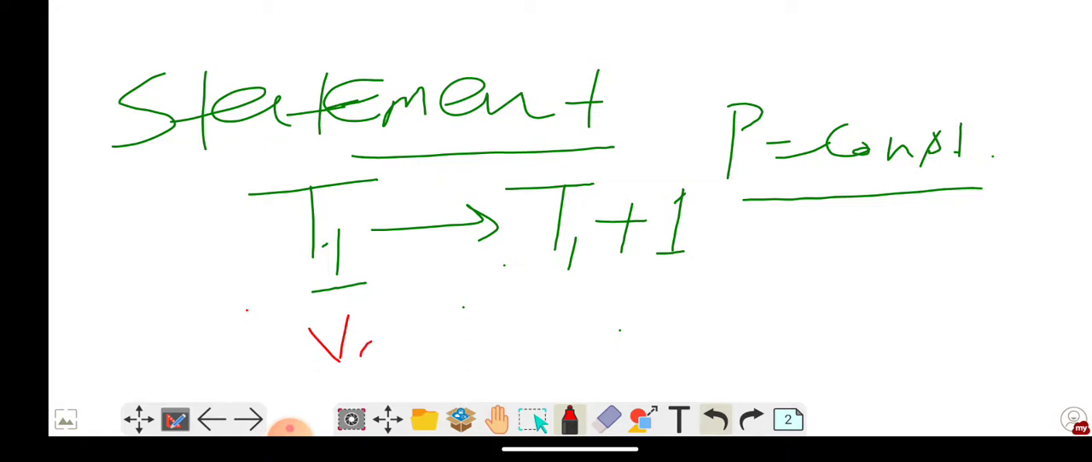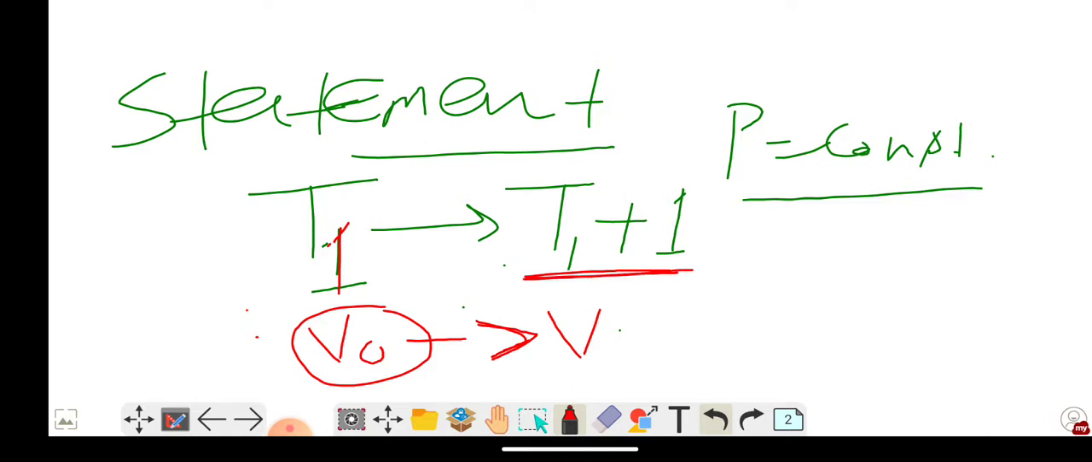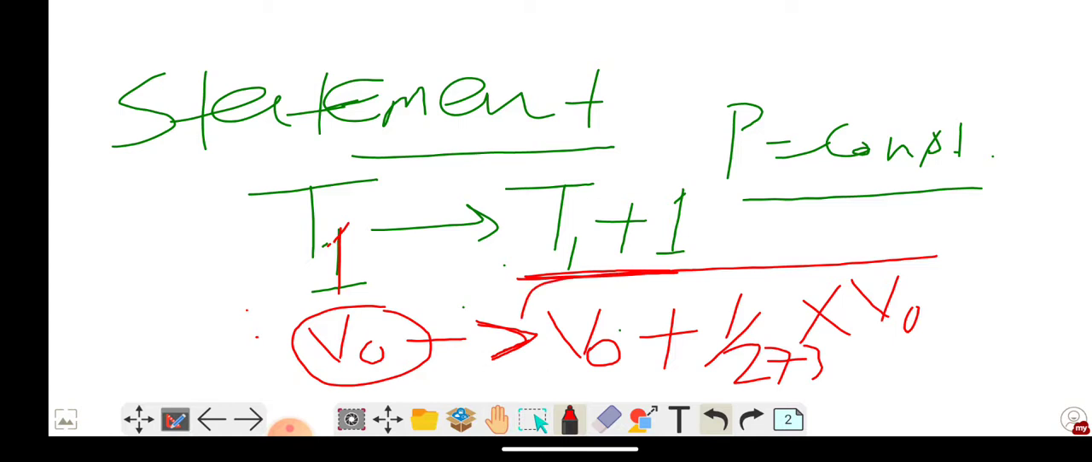increases by 1 by 273 times of its volume at 0 degree Celsius. Suppose the volume of ideal gas at 0 degree Celsius is V0. So the volume at T1 plus 1 degree Celsius is equal to V0 plus 1 by 273 into V0. This will be the volume after 1 degree rise in temperature.